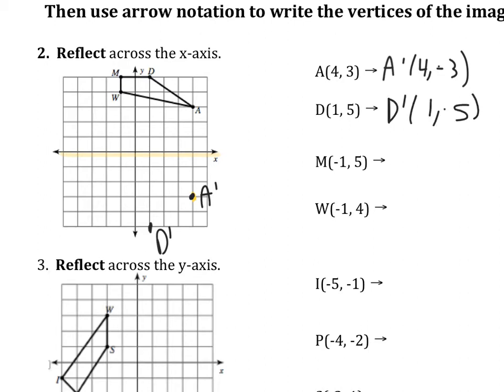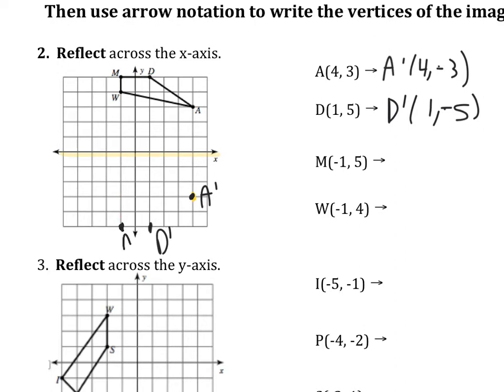Notice the pattern here. The x stays the same and the y goes opposite. Let's do M and W as well. M is 1, 2, 3, 4, 5 units above the x-axis, so we'd go 1, 2, 3, 4, 5 below.